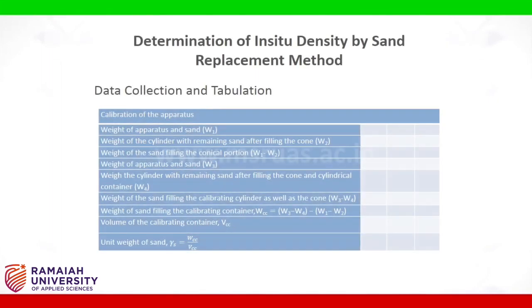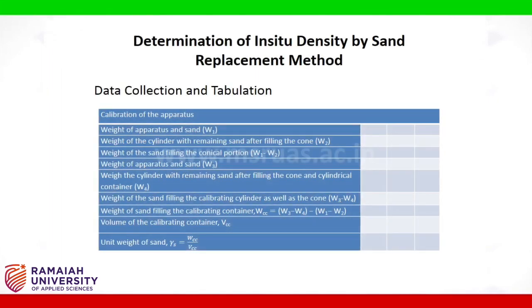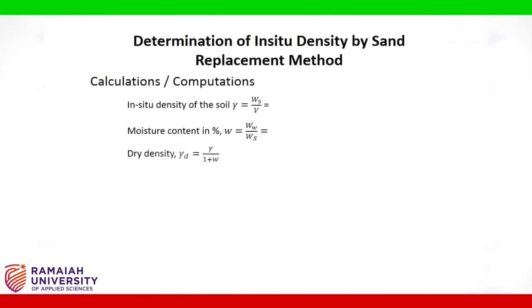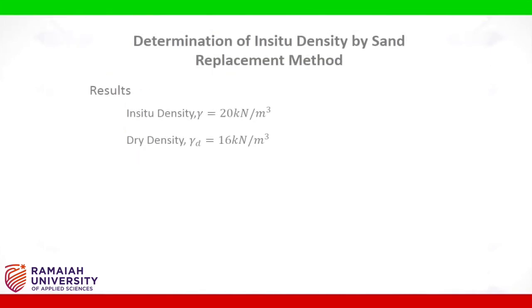The data collection and tabulation are shown in the tables. Calculations and computations. In situ density of the soil, gamma equal to W5 by V; moisture content in percentage, w equal to Ww by Ws; dry density, gamma d equal to gamma by 1 plus w, are calculated. The results of in situ density gamma and dry density gamma d are presented.